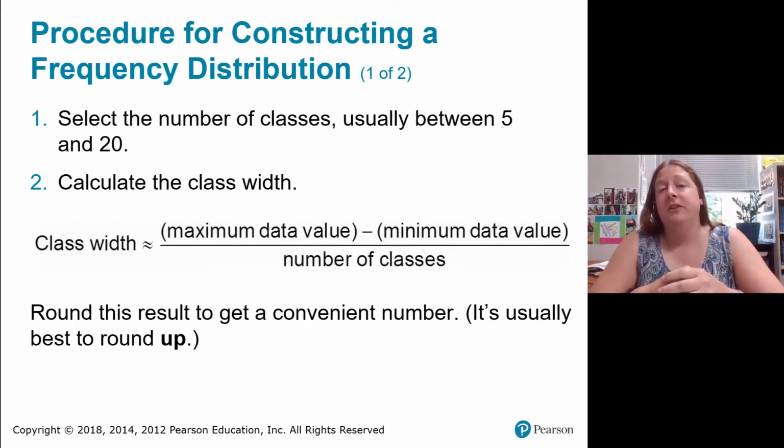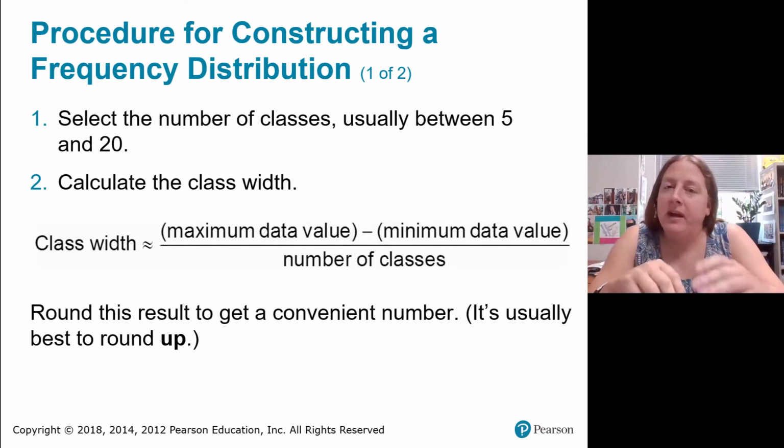Once you know the number of classes, then you can use that to calculate the class width. The class width is going to be about the maximum data value that you have minus the minimum data value that you have, divided by the number of classes.